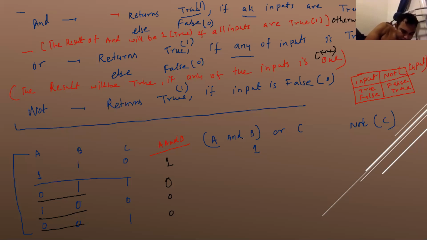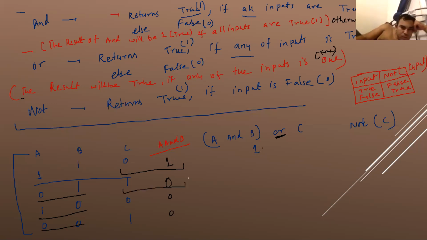So what is the result of A and B or C? Now read this definition. The result will be true if any of the inputs is 1 or true. So is any of the inputs 1 or true? Look at two of these. Is any of the inputs 1? Answer is yes. So it would be true. A and B or C.